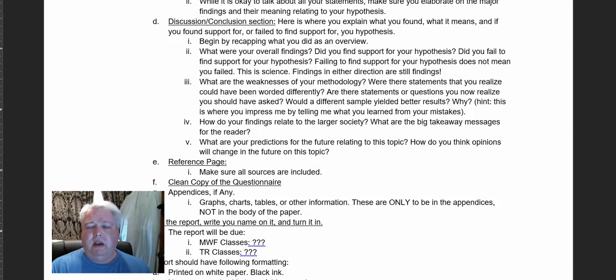Also, you may talk about in this section what the weaknesses of your methodology are. For example, were there questions that you realized afterward, I should have asked that question? That would have been really great if I would have asked that one question I forgot to, or didn't think about. That's pretty normal. That's the way it works, especially at this level when you're trying to do this.